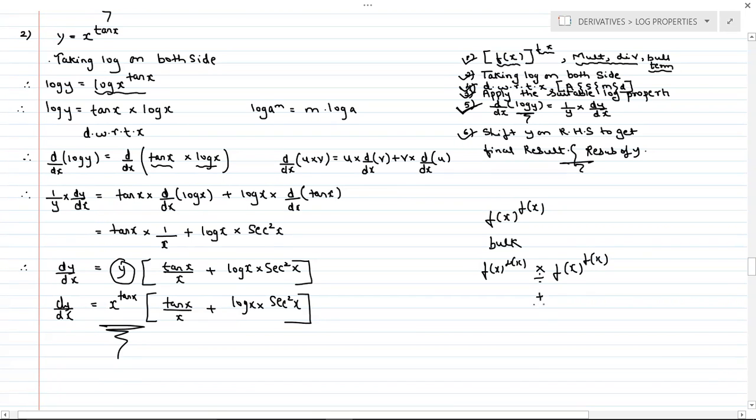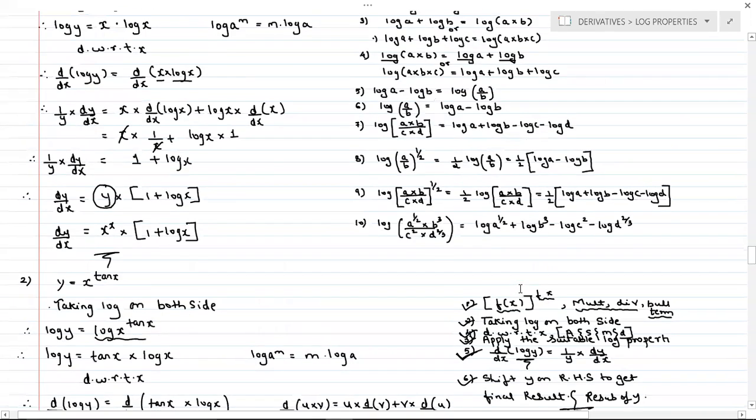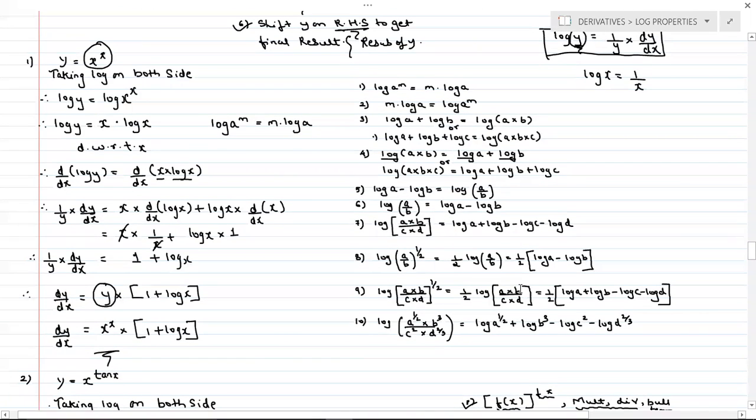Whenever it is plus and minus, we cannot use the concept of taking log on both sides. I hope examples number one and two are clear. So this is what we do in exercise number 1.3 while using the concept of taking log on both sides.